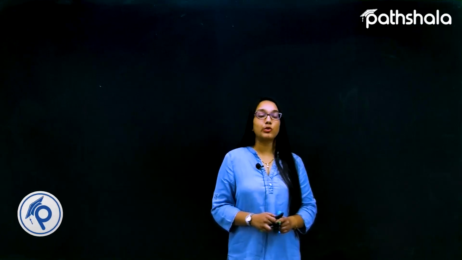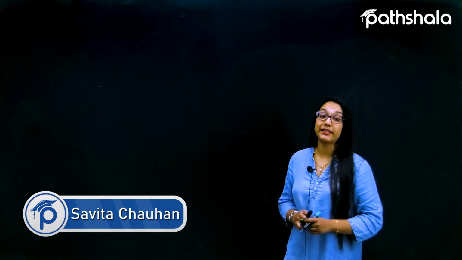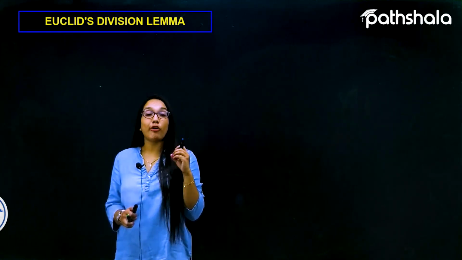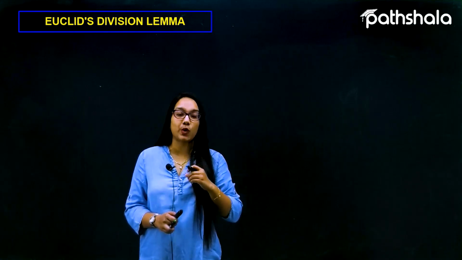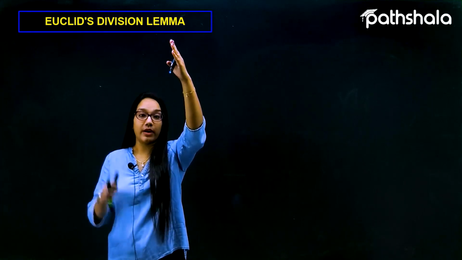So let's just talk about another important concept in the chapter Real Numbers, and that is nothing but Euclid's division lemma. What is the meaning of a lemma first? What is the meaning of lemma?